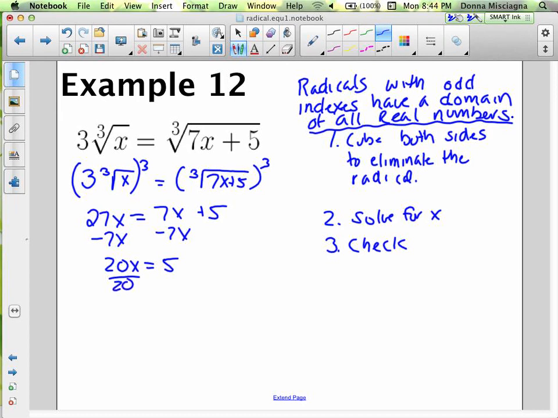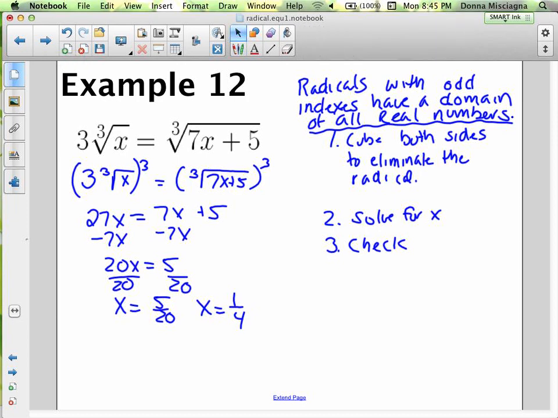Divide both sides by 20. X is 5 20ths. May as well reduce on this one. So both 5 and 20 are divisible by 5. 5 divided by 5 is 1. 20 divided by 5 is 4. All right, so that's our solution. Let's see if it's a good solution or an extraneous solution.